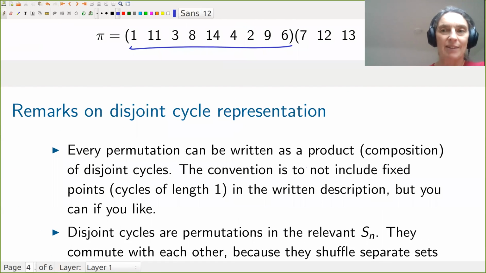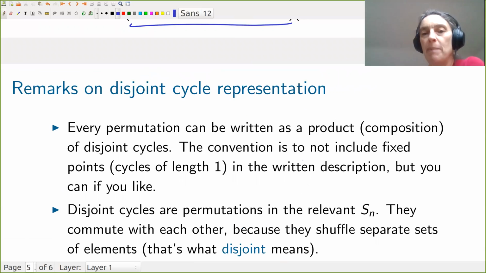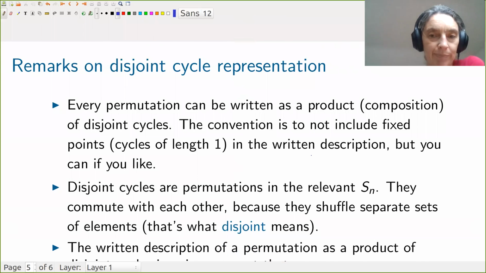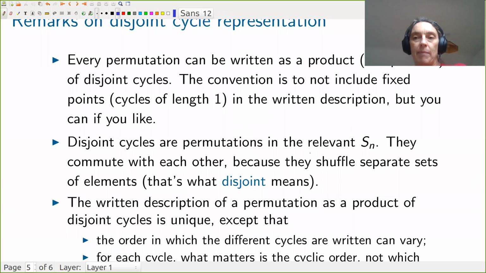That's essentially the content of the next slide. Remarks on this: every permutation can be written as a composition of disjoint cycles, or a product. As I mentioned, conventionally you don't bother including the fixed points, but you can if you want. Disjoint cycles, although they're written in this terse notation with just the list of numbers and the brackets around it, are considered to be permutations in the relevant symmetric group. In this case, it's S14. What I mean by that is, although only a certain number of elements are written, the ones written down are assumed to be cycled around, and the ones which don't appear are assumed to be fixed points. The reason we need that conception is so that we can compose these cycles as elements of S14, or whatever Sn it is.